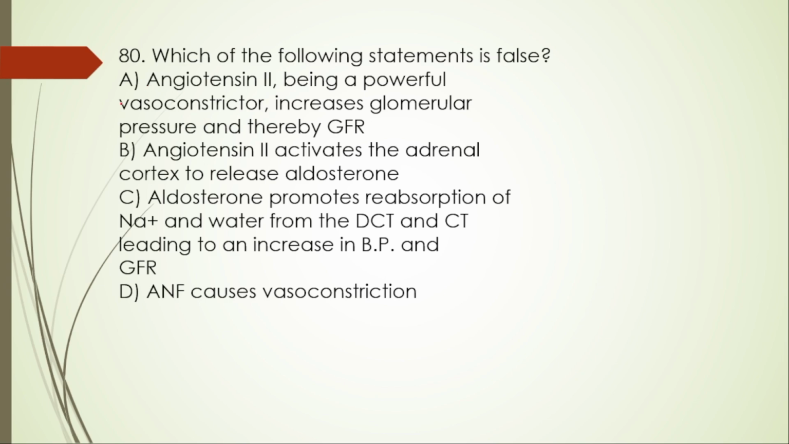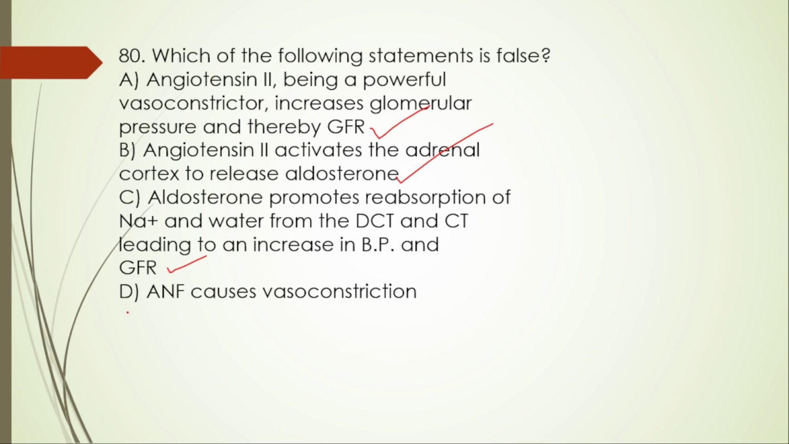Here A, angiotensin 2 being a powerful vasoconstrictor increases the glomerular pressure and thereby GFR. Yes, this one is right. B, angiotensin 2 activates the adrenal cortex to release aldosterone. This one is also true. C, aldosterone promotes reabsorption of the Na plus and then water from the DCT and CT, leading to an increase in BP and GFR. This one is also right.